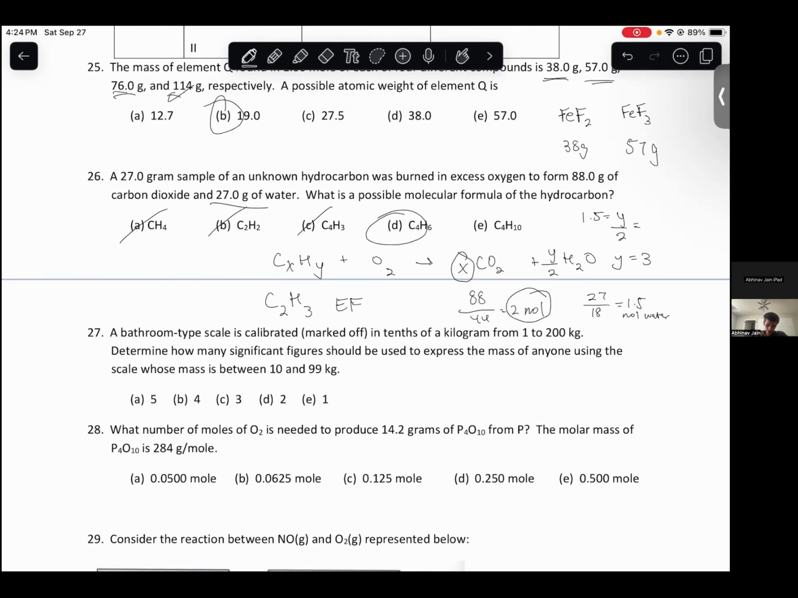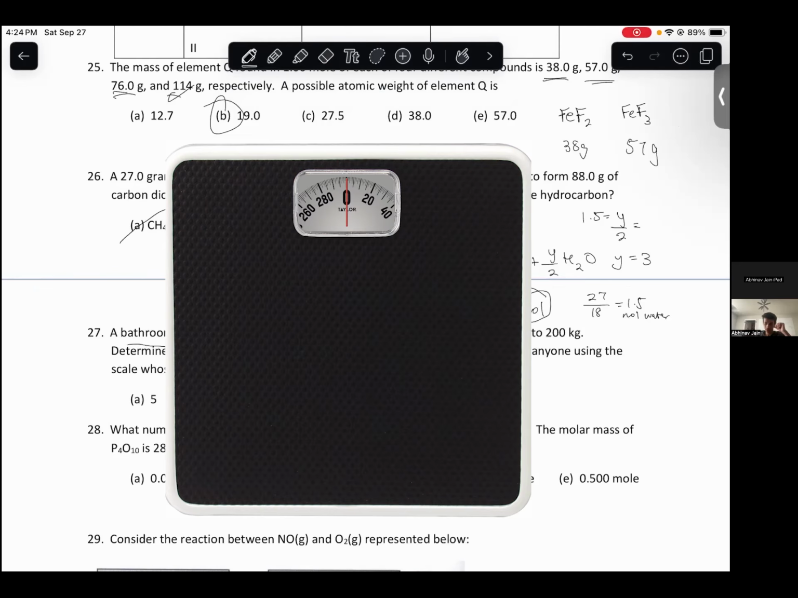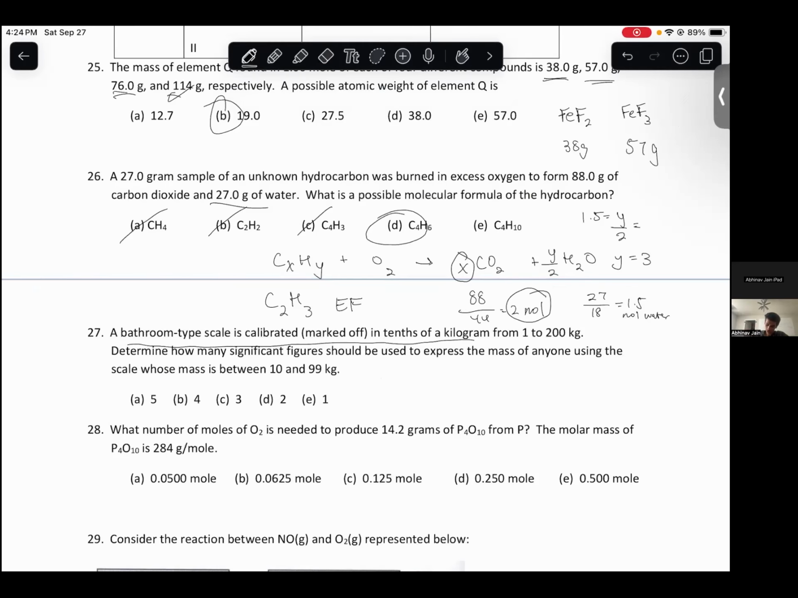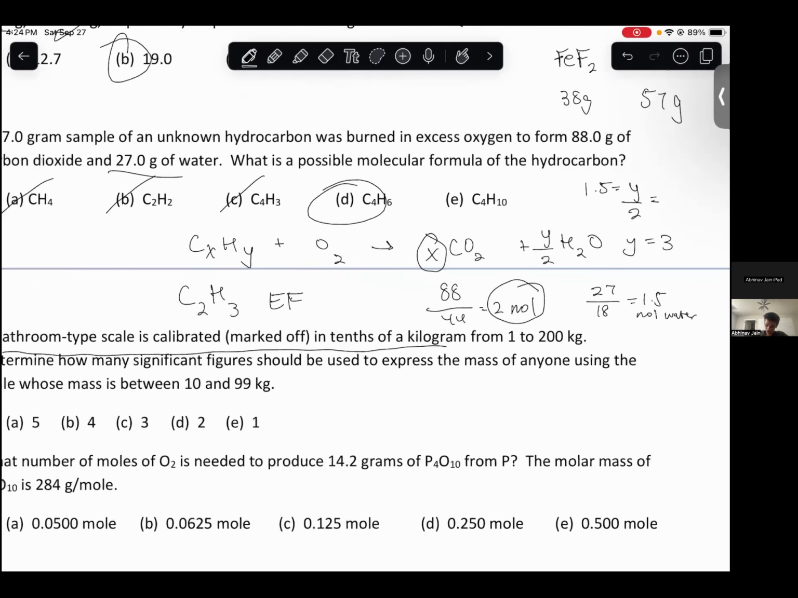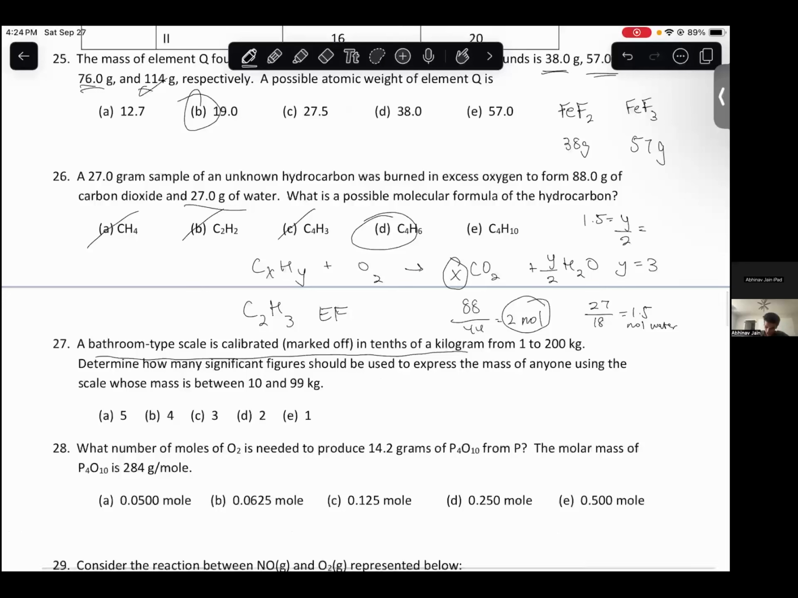All right, number 27. It says a bathroom-type scale is calibrated, marked off in tenths of a kilogram. Bathroom-type scale, I'll throw a picture on screen of what it means by bathroom-type scale. It's just like a scale that you'd find at your house. It's marked in tenths of a kilogram from 1 to 200 kilograms. So it reads stuff like 1.1 kilograms. It'd read something like 187.1 kilograms, things like that.